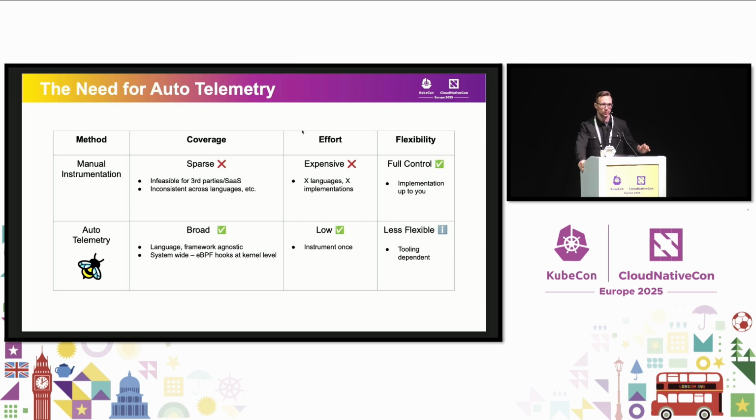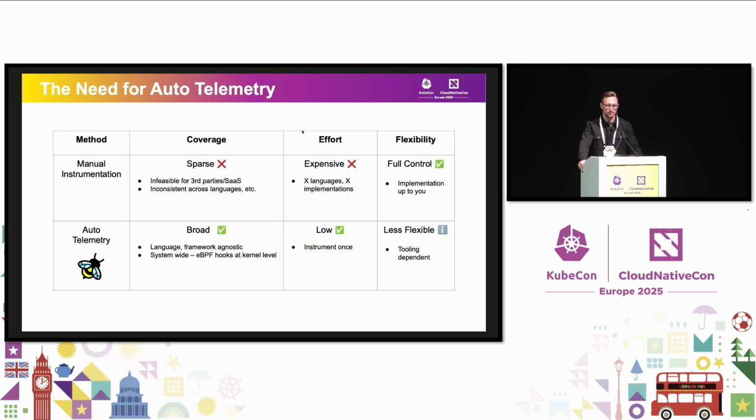Because eBPF hooks in at the kernel level, you have system-wide view. And actually, this even allows you to introspect things like using SaaS services, because eBPF instrumentation can hook into TLS libraries, and so you can see the plain text of encrypted connections. So you get this language and framework agnostic view into your system.